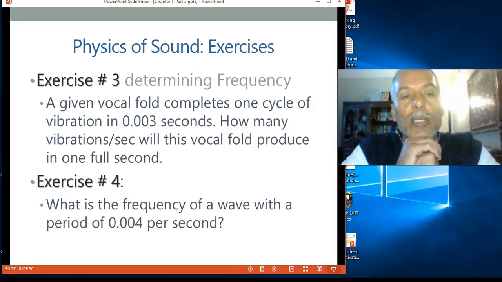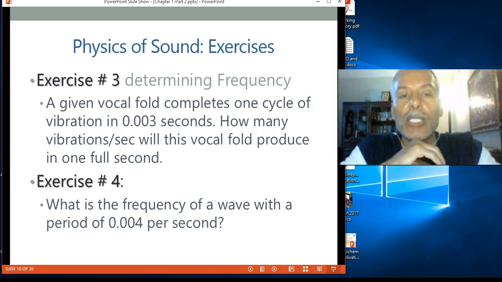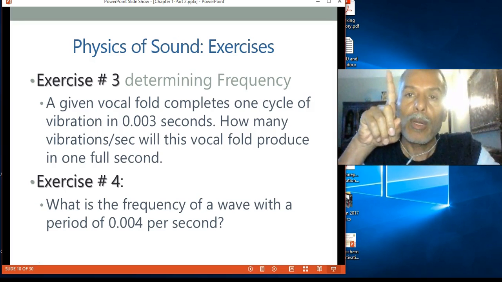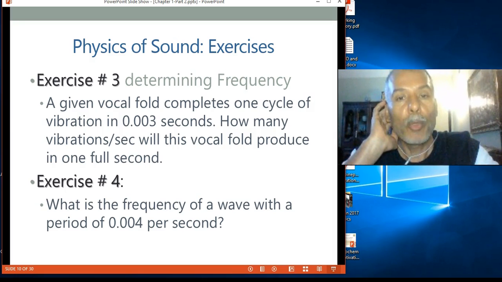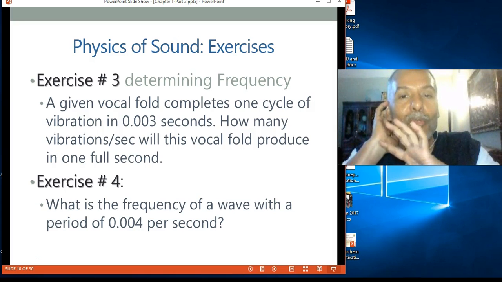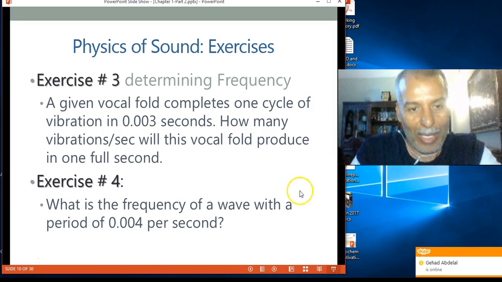Now, exercise 3. A given vocal fold completes 1 cycle of vibration in 300 milliseconds. How many vibrations per second will this vocal fold produce in 1 single second? So now you get the time it takes for a single cycle. It's like saying we have 100 people and each one of them gets 1 penny. What is the frequency? How much money do they have in all? And then you do your calculation, as we did now.